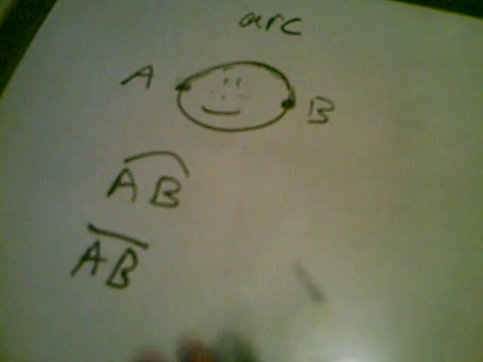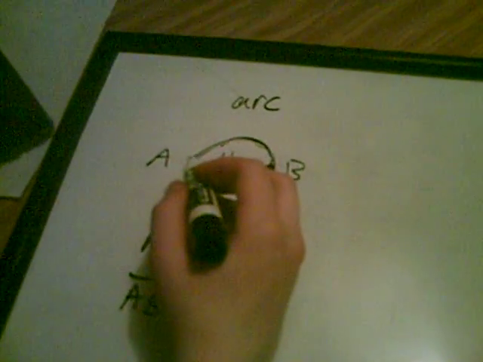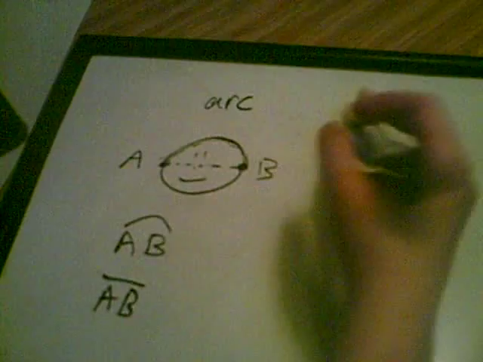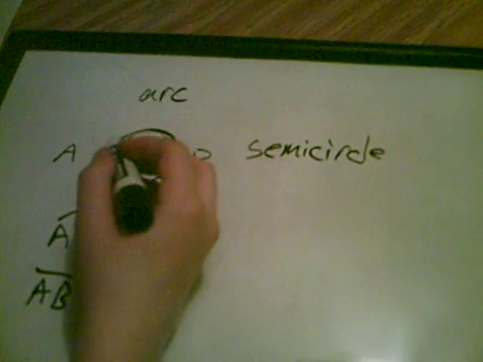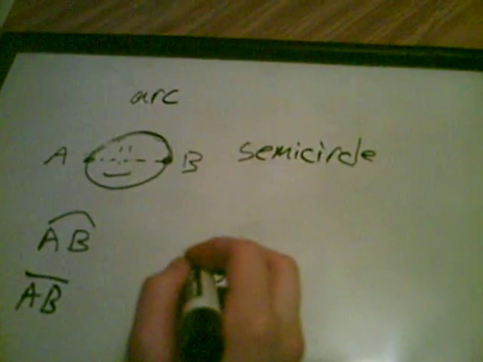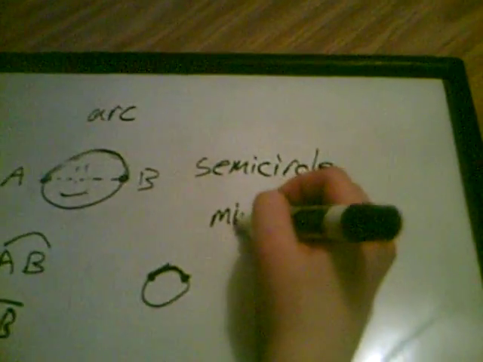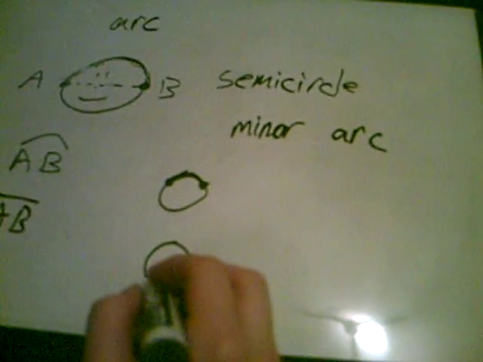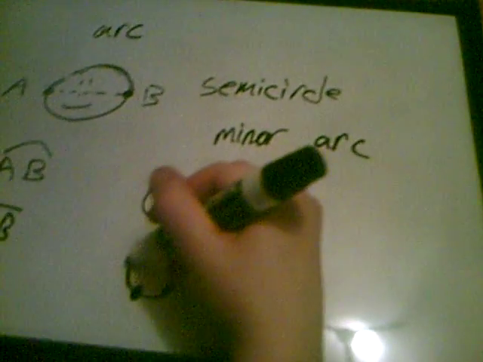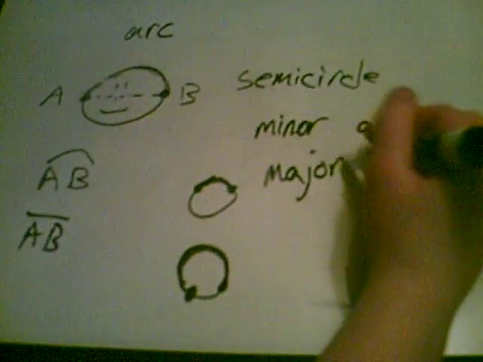Line segment, arc. Alright, so if these two endpoints, we call them endpoints just like they're endpoints on a line segment, happen to also be the endpoints of the diameter of the circle, this is called a semicircle. If the endpoints are closer together than that, and it's smaller than a semicircle, it's called a minor arc. And if they're farther apart than that, and it's bigger than a semicircle, it's called a major arc.